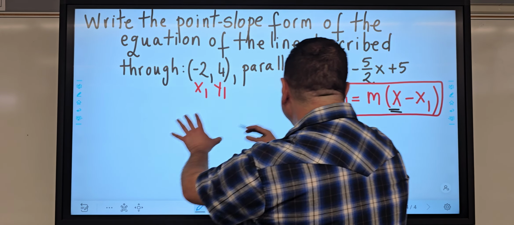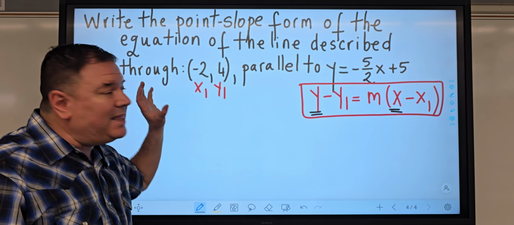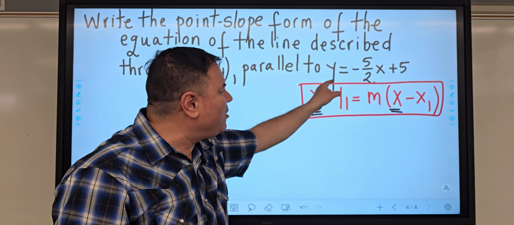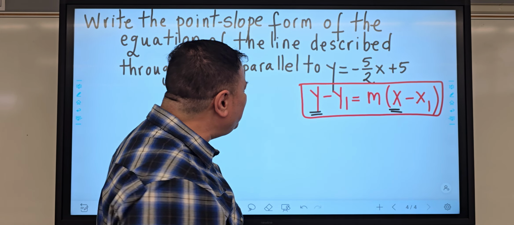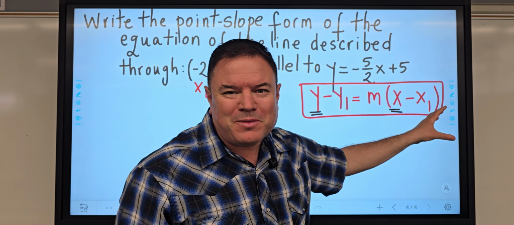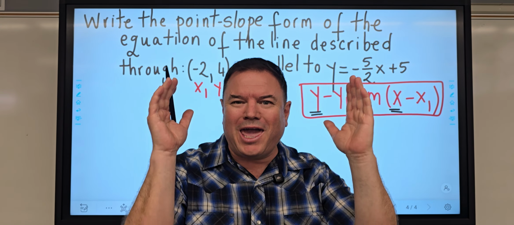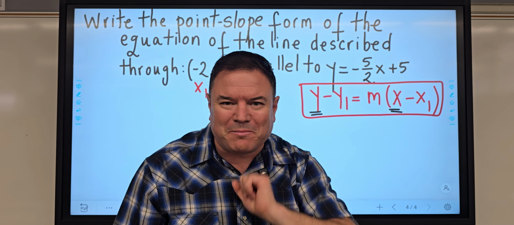So now, it also said that our equation goes through this point and is parallel to another equation, y equals negative 5 over 2x plus 5. What does it mean when our equation is parallel to that equation? Remember, parallel lines have the same slope. You got it.